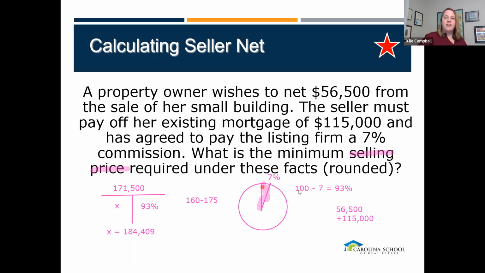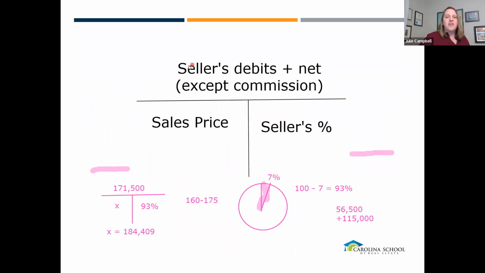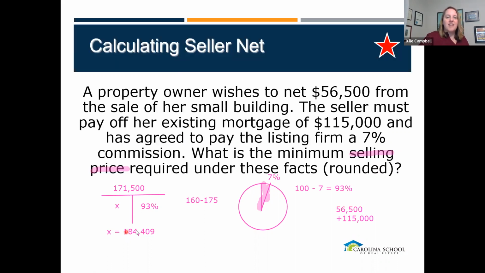Because think about what you just said. You said 7% of 171,000. What does of mean again? Of means multiply. So if you're taking 7% of the 171.5, what you're taking 7% of is the seller's net. But we're paid off of the sales price, aren't we? So in this case, how much commission are you going to get? You're going to get the 184,409 times 7%, because commission is of the sales price.